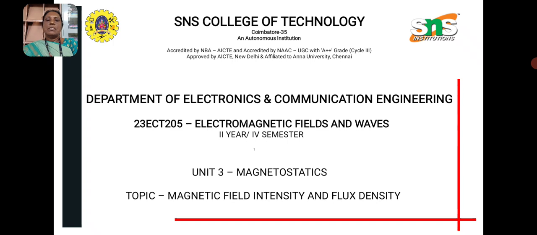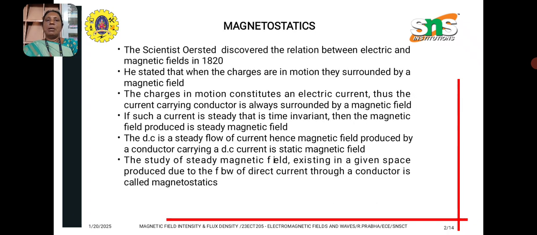In this video, we will see about magnetic field intensity and magnetic flux density for the unit magnetostatics. In magnetostatics, the scientist Oersted discovered the relation between electric and magnetic fields in 1820. He stated that when the charges are in motion, they are surrounded by a magnetic field. Charges in motion constitute an electric current, thus a current carrying conductor is always surrounded by a magnetic field. If such a current is steady, that is time invariant, then the magnetic field produced is a steady magnetic field.